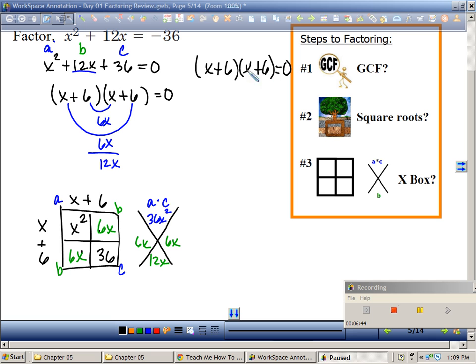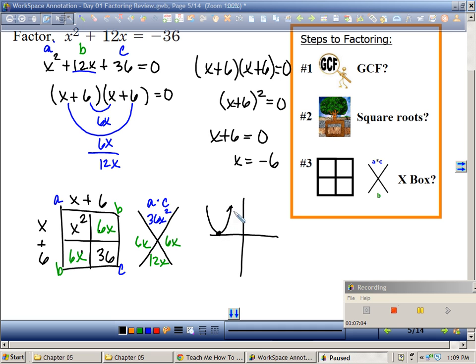Do I really need to evaluate both of those? They're exactly the same, right? So I really only need to solve for one of them. X equals negative 6. If there's only one solution on a graph, that means that it must only touch one. It just scrapes right next to it.